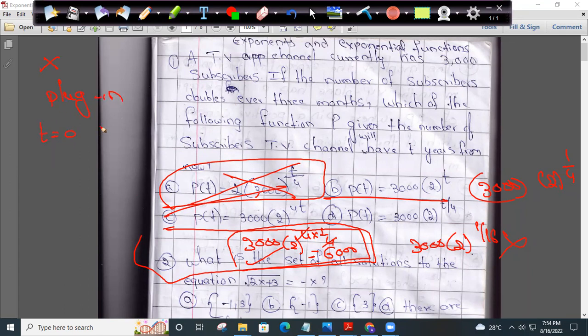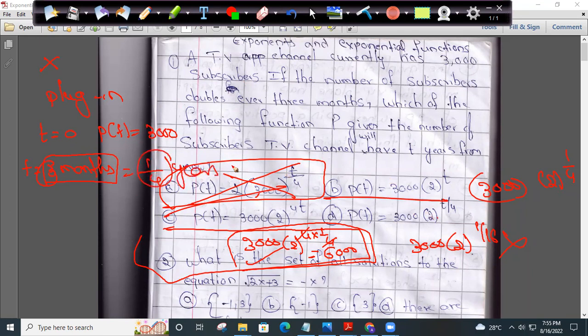When t equal to 0, initial population P of t is 3000. When t equal to 3 months, but they gave in years, you need to be careful with the conversion. If you are not careful with the conversion, again you'll go wrong. 3 months is same as 1 by 4. You should not plug in 3. If you plug in 3, you'll get a different answer. You should plug in 1 by 4.